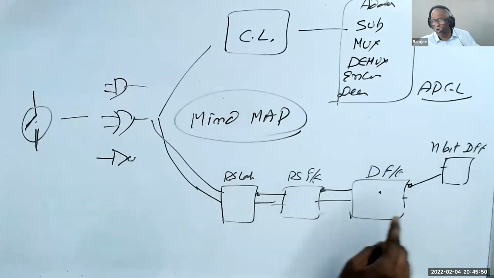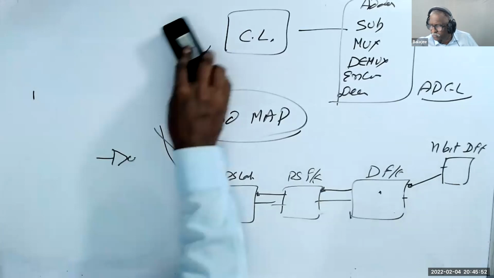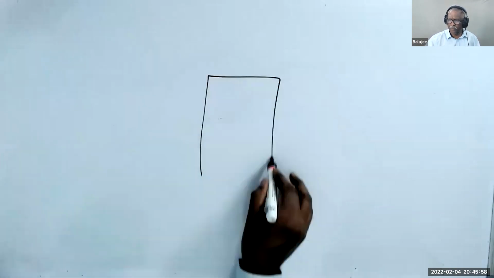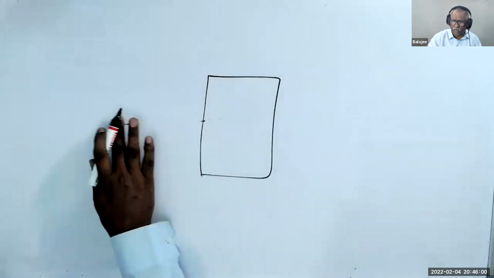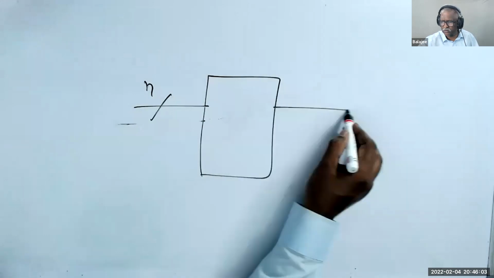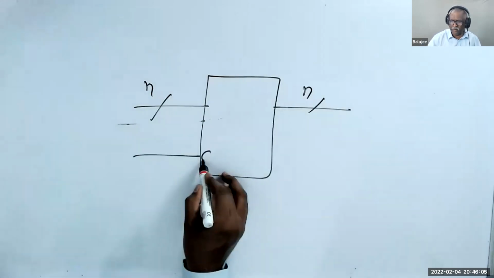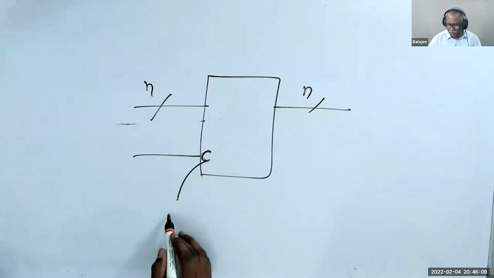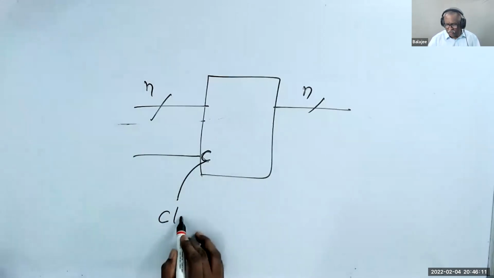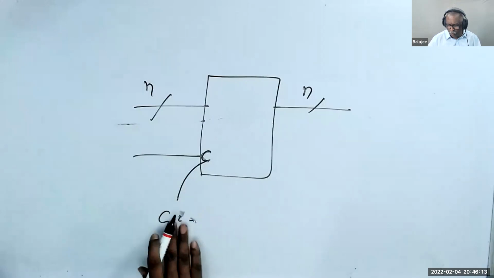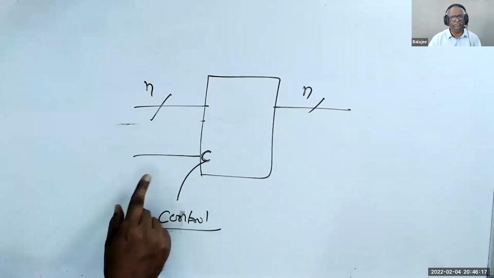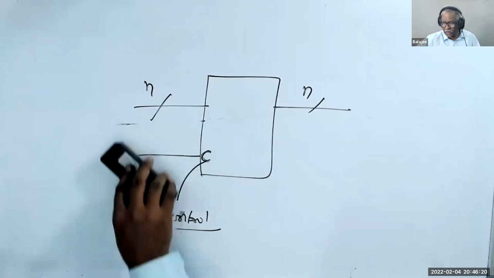So when I go to the N bit D flip-flop, what does it mean? That means I have a D flip-flop which has N inputs and N outputs and one C. Generally, we have a confusion. The C means clock, we think. No, C is actually called control. Control can be used as a clock also, but it's a control.